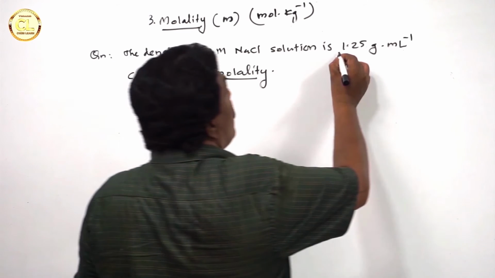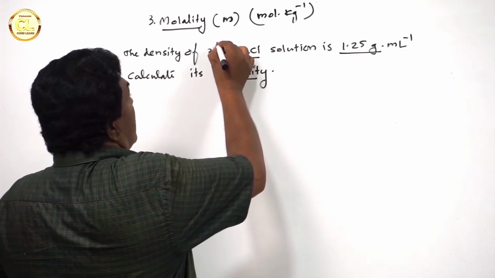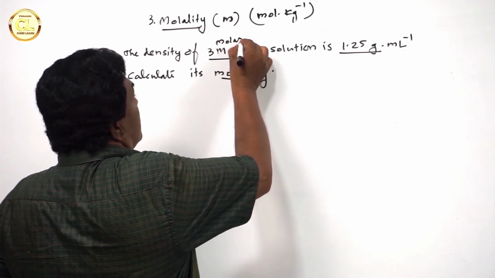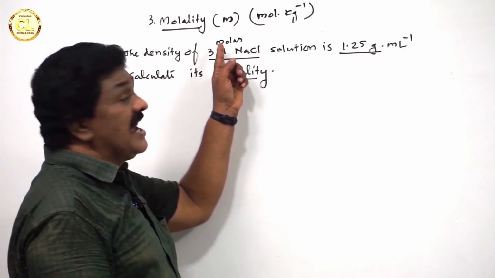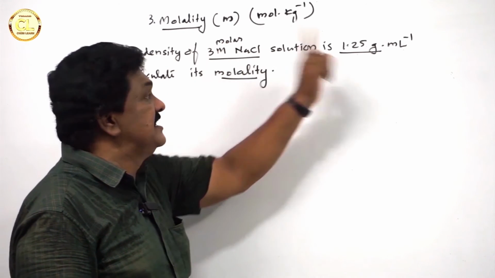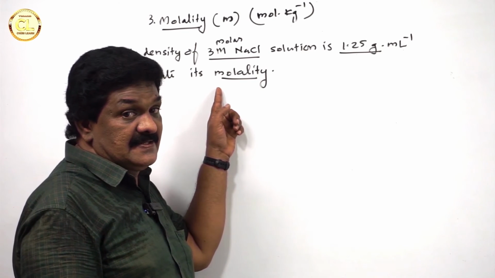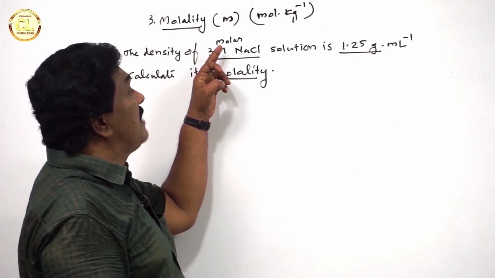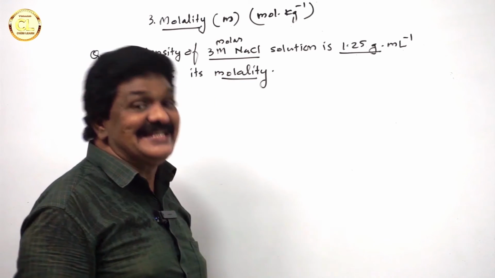See, the density of 3 molar NaCl solution is given. It is 1.25 gram per milliliter. 3 molar. And we are asked to find molality. So we are supplied with molarity and density, and we are asked to find molality. A special type of problem which asks for converting molarity to molality.